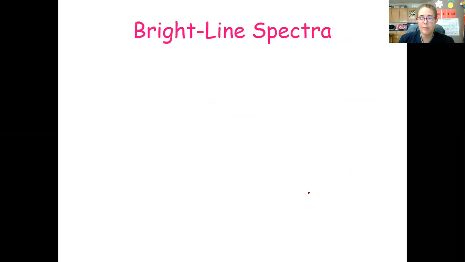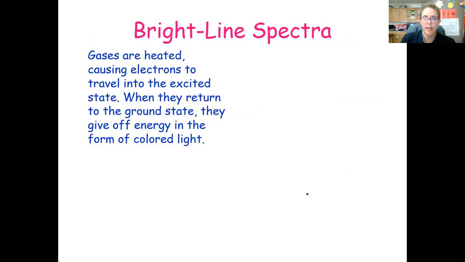Which leads us to the bright line spectrum, or bright line if we're talking about singular. You did learn a little bit about this in earth science, and this is how we identify which elements are present in stars. Anytime we heat an element, it doesn't necessarily have to be a gas, but gases are definitely easier to heat up, causing electrons to travel to an excited state, right? So you add energy, electrons jump to an excited state. This is how light is produced. All light is produced by electrons moving from the excited state back down to the ground state.